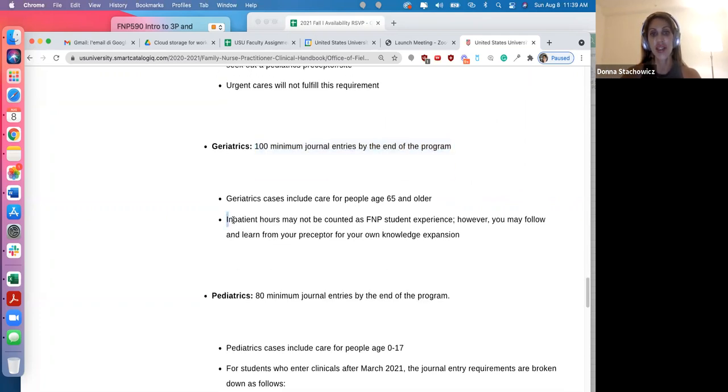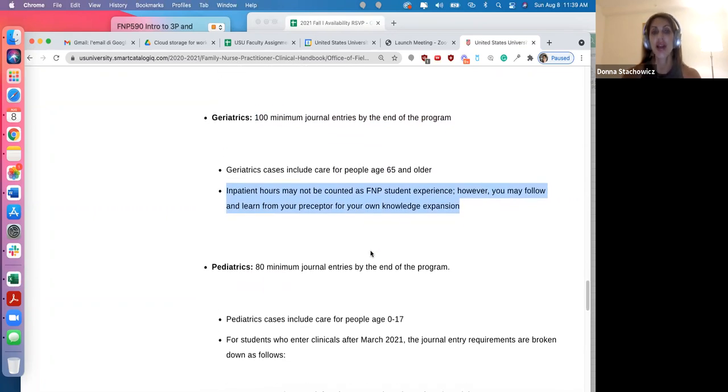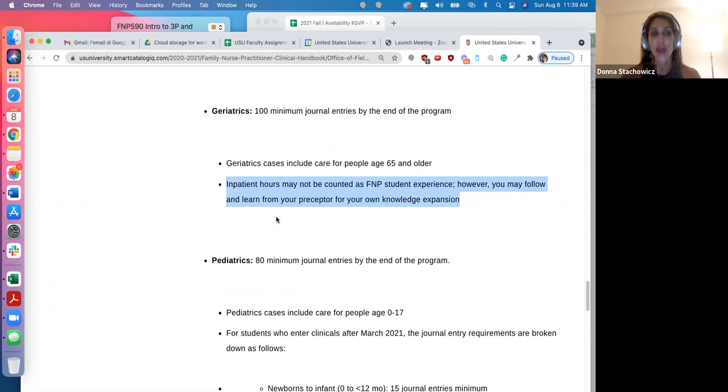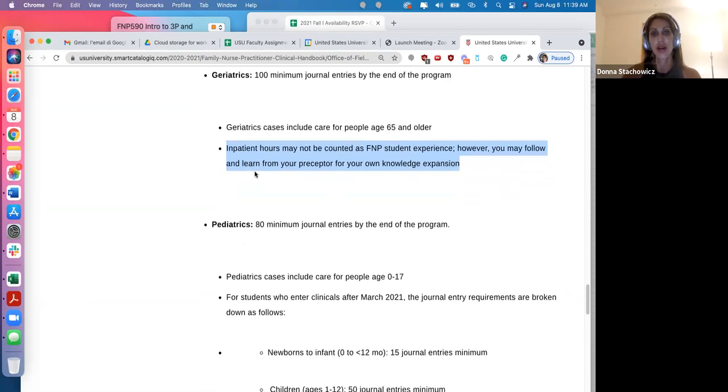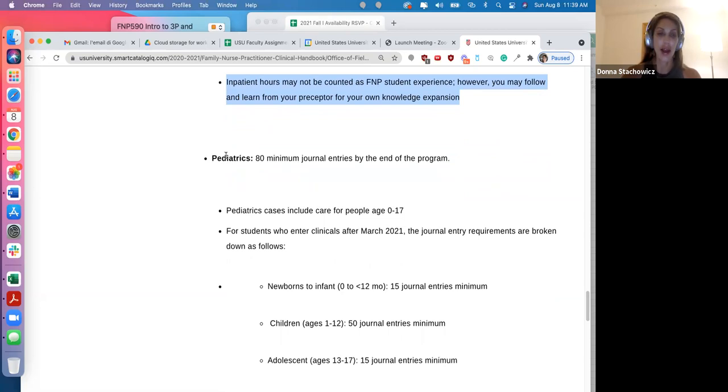Or again, inpatient hours may not be counted, but if you want to go inpatient and follow and watch, you may, but you may not document those hours. It's considered your own time. It's not USU time if you follow your provider inpatient, but you may not count that at all. And don't even try, because we have had some students that were reported to the code of conduct for doing just that and got caught.